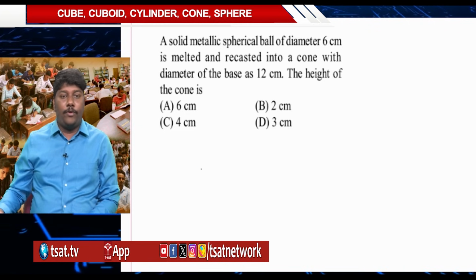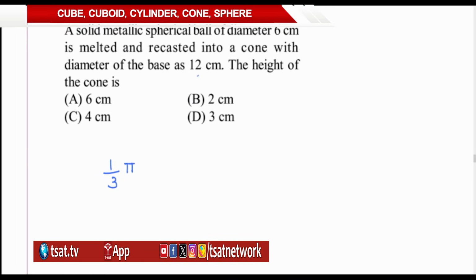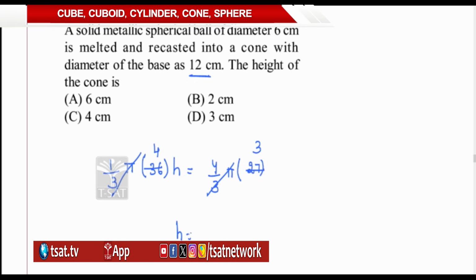So write down the volume of the cone first: 1/3 of pi r square h. Base diameter is 12, which means radius is 6. Therefore 6 square is 36, into height, is equal to the solid metallic spherical ball. Spherical ball is 4 by 3 pi r cube. Diameter is 6, radius is 3. Therefore 3 cube is 27. 3 and 3 cancel. 3 pi by 3 anyway cancelled. This I would say 9/4. 4 also cancels. Height is equal to 3 centimeters.